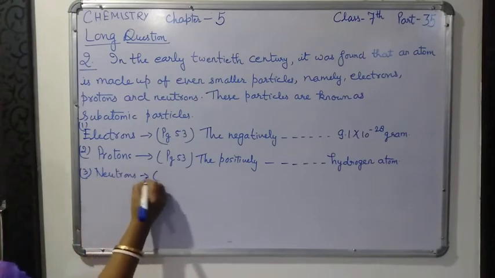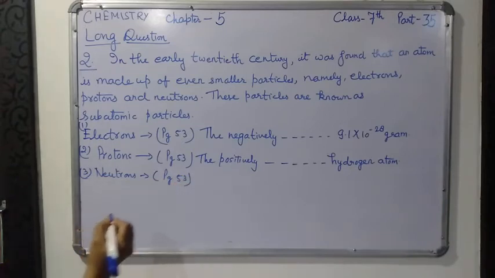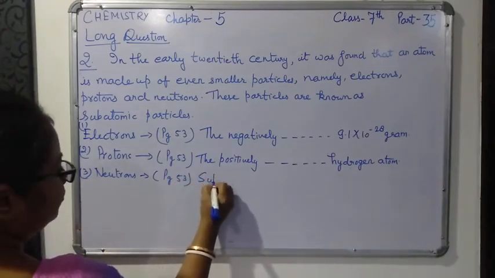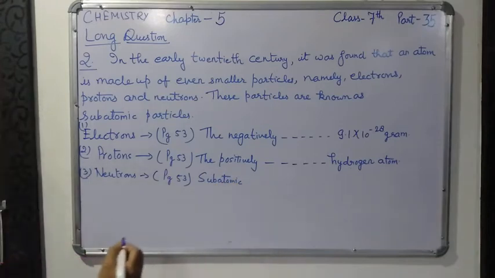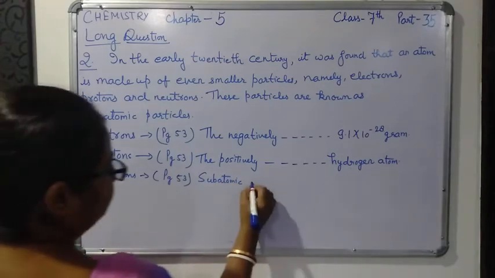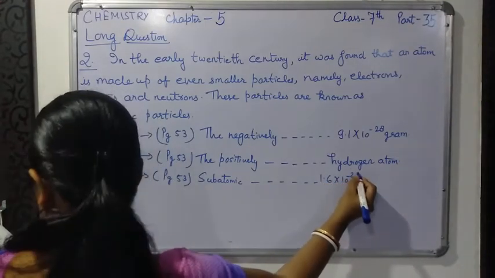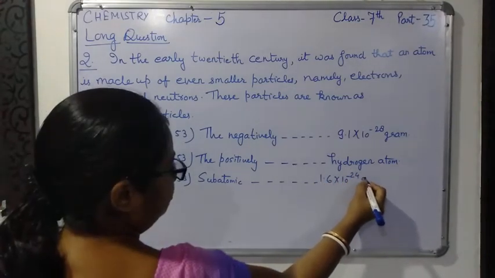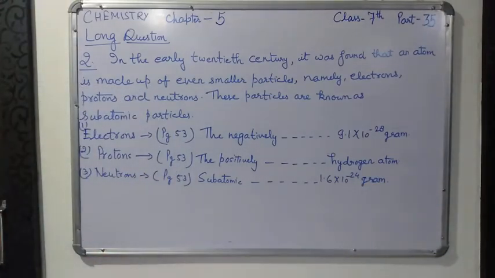In the same page, page number 53, you have to start from "subatomic particles" till 1.6 into 10 raised to the power minus 24 gram. This is your first long question's answer.